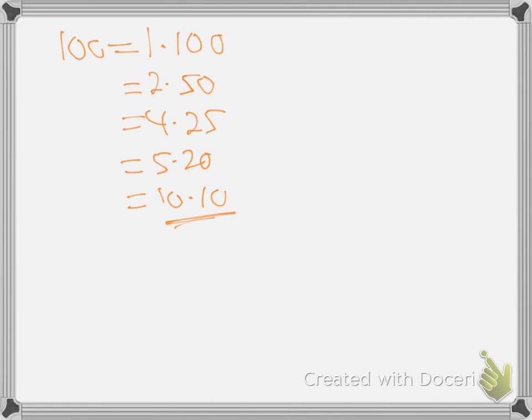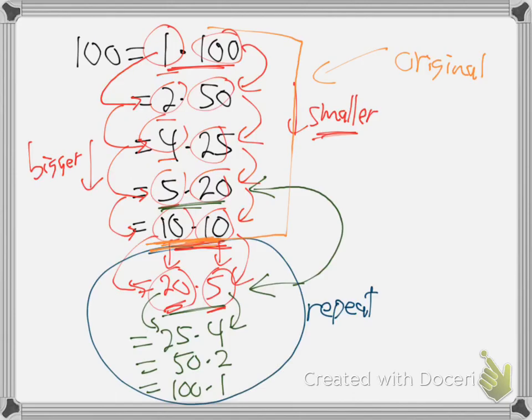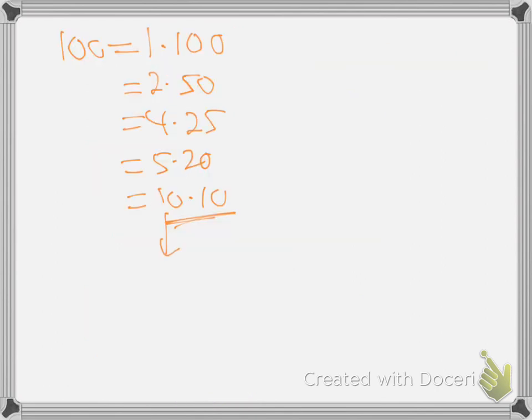And as soon as you get that tie, stop. You've got all the numbers, right? Because after that, it's going to repeat. See how 20 and 5 was a repeat of 5 and 20. 25 and 4 is a repeat of 4 and 25. They're just going to repeat because these numbers are going to get bigger and these numbers are going to get smaller, and that's just going to be reverses of the other numbers, isn't it?